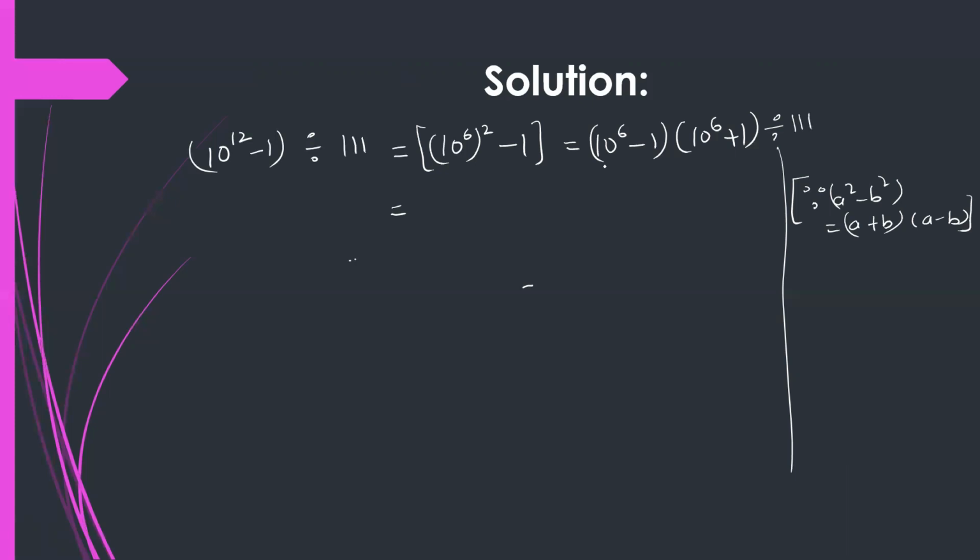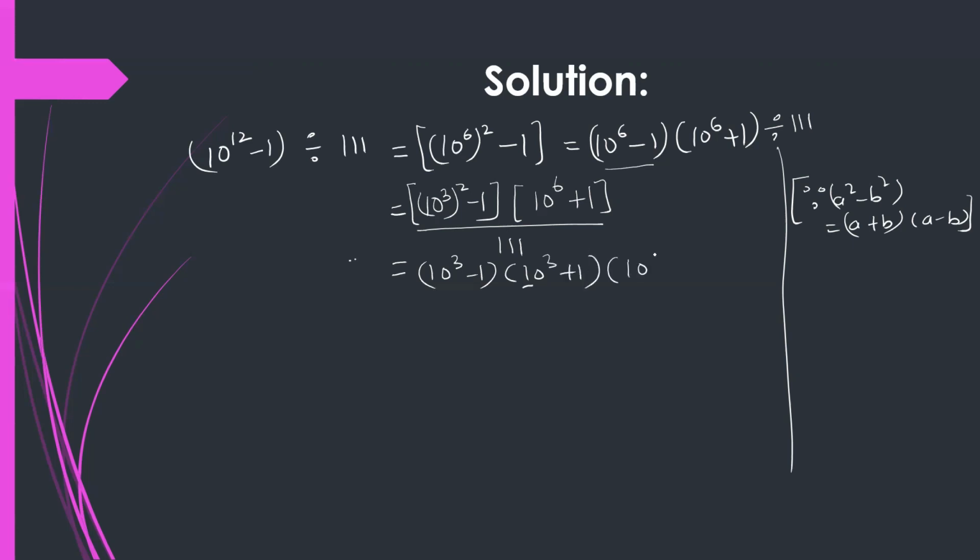Now I can further change the problem, simplify the problem. I can write 10 to the power 3 whole square minus 1 into 10 to the power 6 plus 1 divided by 111, which can further be written as 10 cube minus 1, 10 cube plus 1 into 10 to the power 6 plus 1 divided by 111. Now, 10 to the power 3 means 1000. 1000 minus 1 gives you 999.